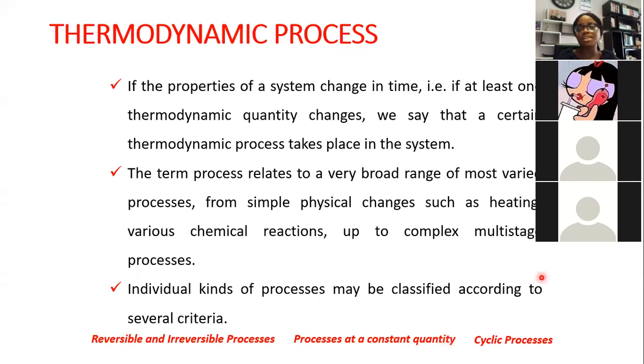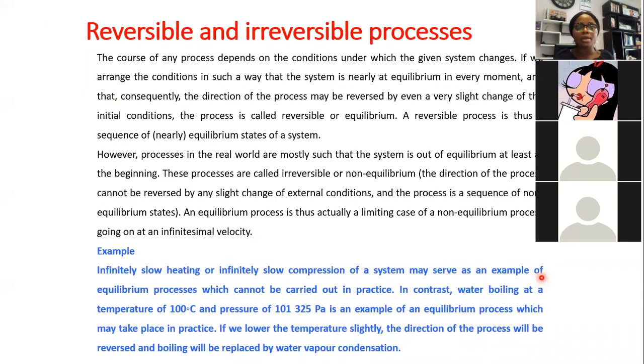So when you say that a reaction at constant temperature does this, does this, does this, does that, that's a process at a constant quantity. Sometimes we say constant temperature and pressure. Sometimes we only say constant pressure. So those are processes at a constant quantity. Then we also have cyclic processes.